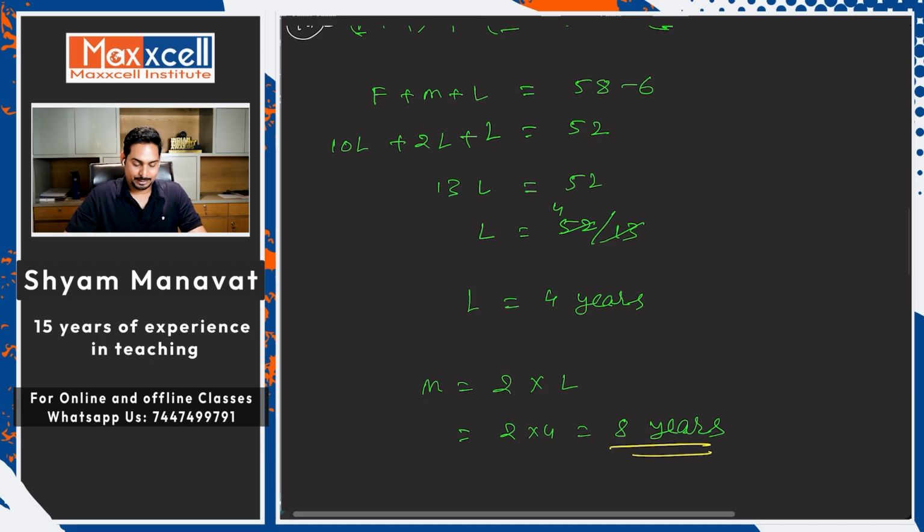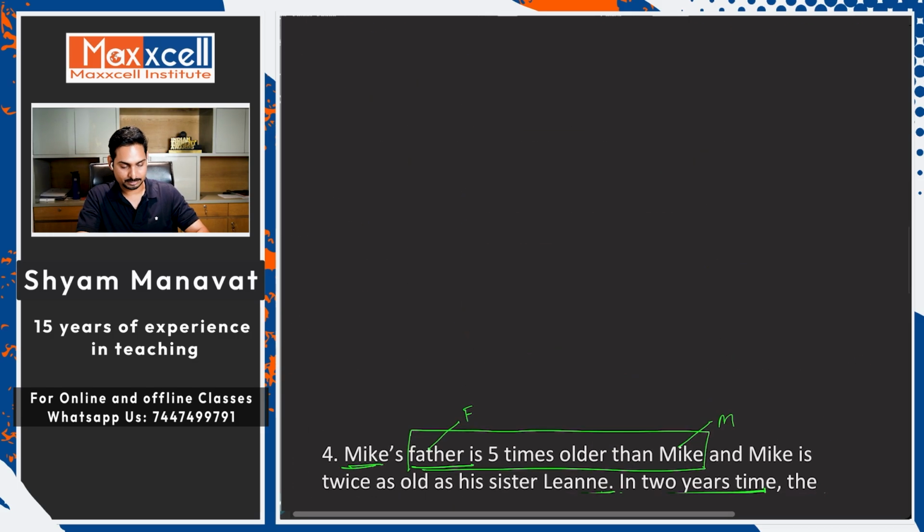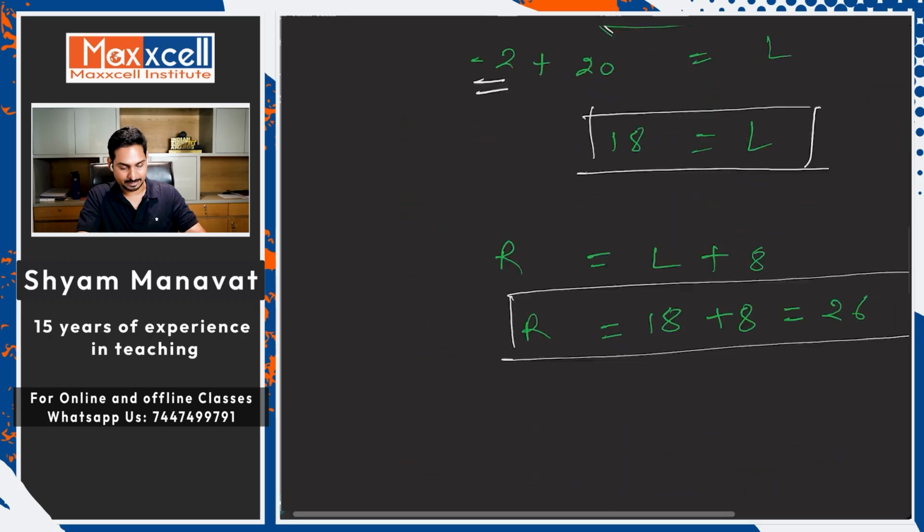Right? Okay, so I hope you understood. So the objective of this lecture was to make you understand 10 years ago, 10 years hence, in 2 years, सबका मतलब क्या होता है. Okay, so this is all about problems on ages. Okay. So this is it in today's video. We have solved a couple of questions on age, word problems on age.